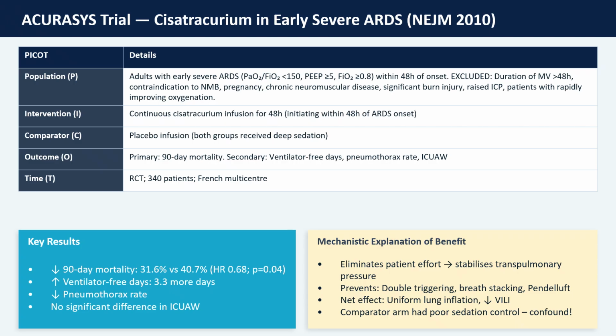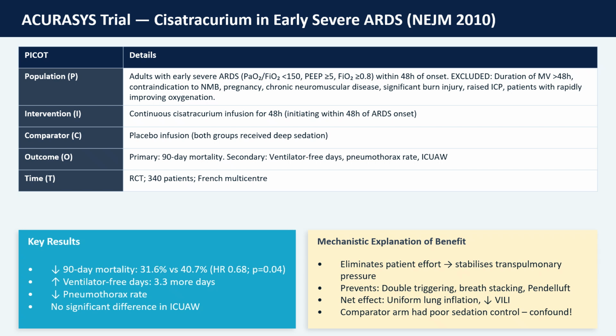We have discussed neuromuscular blockade. Try to avoid it. We keep telling you to try to avoid neuromuscular blockade. There are two important trials which were published. One is the ACURASYS study, published in 2008 or 9, and then the ROSE study, published approximately a decade after.